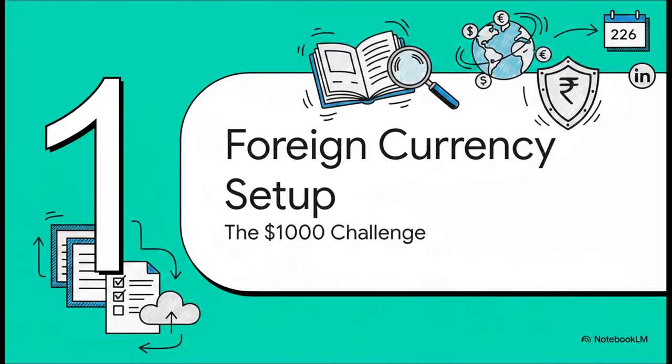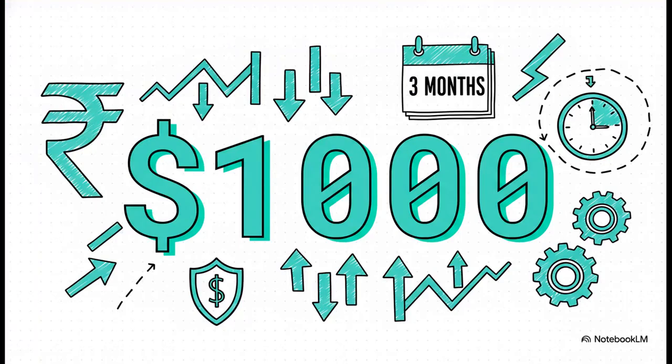Section 1. The foreign currency setup. The $1,000 challenge. Okay, so let's set the stage. Picture this. Your company has a foreign trade payable of exactly $1,000. At the current exchange rate, that is equivalent to exactly 60,000 Indian rupees. Now, keeping in mind that our standard Indian financial reporting period runs from April 1st to March 31st, this payable is due in exactly 3 months, meaning this 3-month clock is actually going to cross right over our year end.